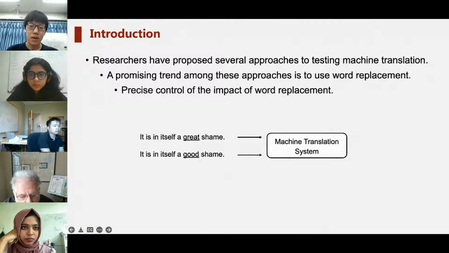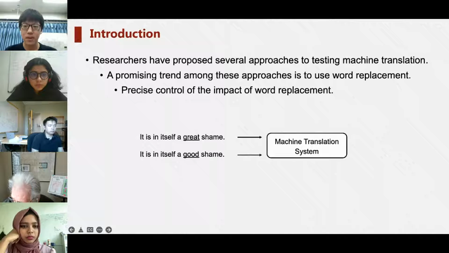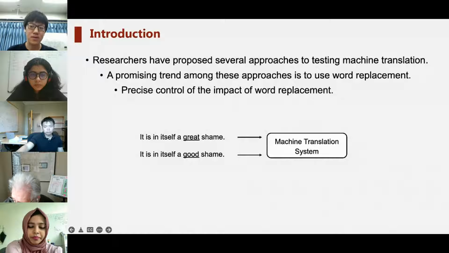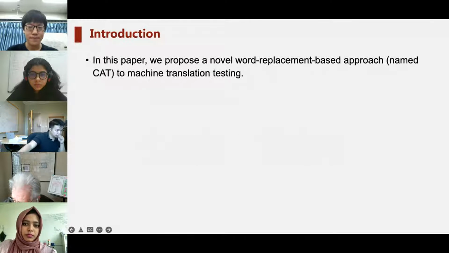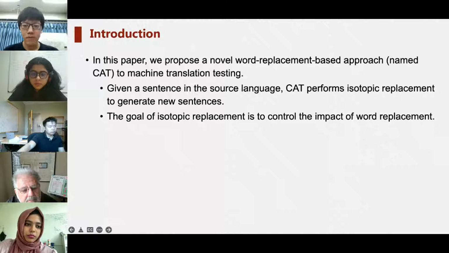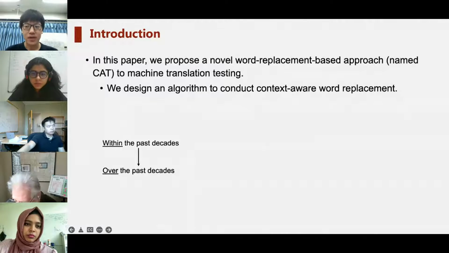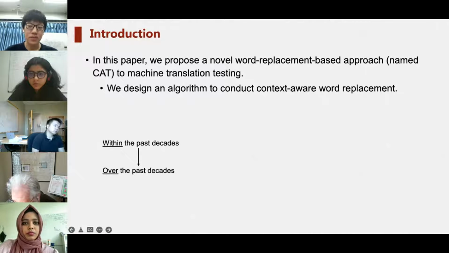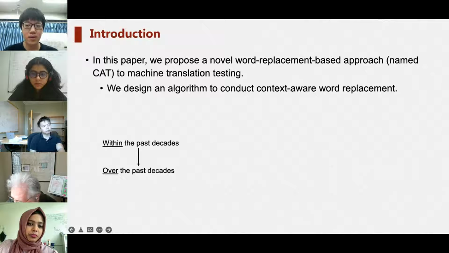Those approaches are good. However, precise control of the impact of word replacement in those word replacement-based approaches is still difficult due to the full semantics of natural language words. For example, the word "great" in this sentence is not suitable to be replaced by the word "good." To tackle this difficulty, we propose a novel word replacement-based approach called CAT for machine translation testing. Given a sentence in the source language, CAT performs isotopic replacement to generate new sentences. And the goal of isotopic replacement is to control the impact of word replacement. To realize isotopic replacement, we first conduct context-aware word replacement, which replaces a word within a sentence with another word that is also suitable for the context.